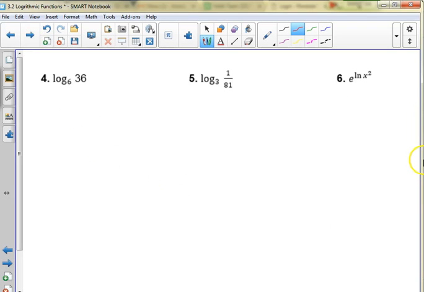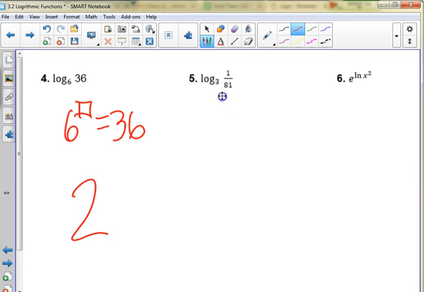Okay, what's this one? 6 to what power is 36 would be 2. Anybody know what this one is? Yes, it's log base 3. All right. e and ln undo each other. Yeah, x squared, I guess, is what they're looking for. That's just weird. Not on the quiz. Okay.